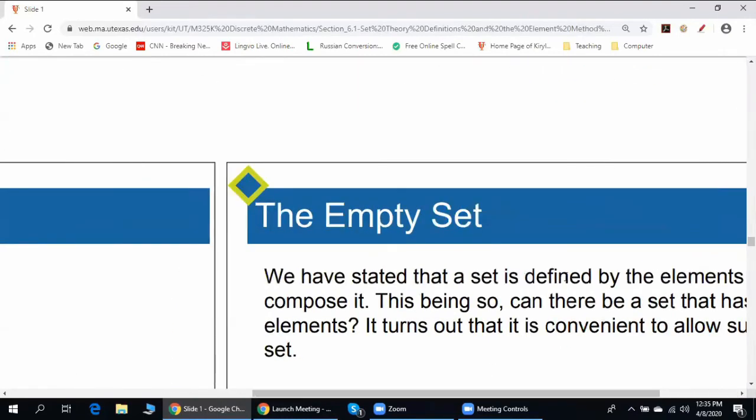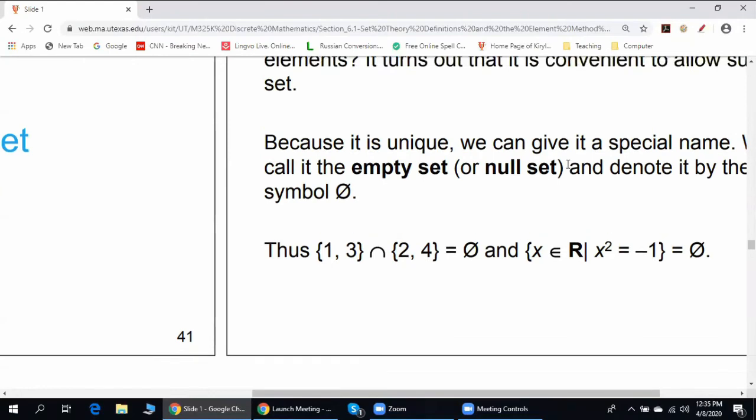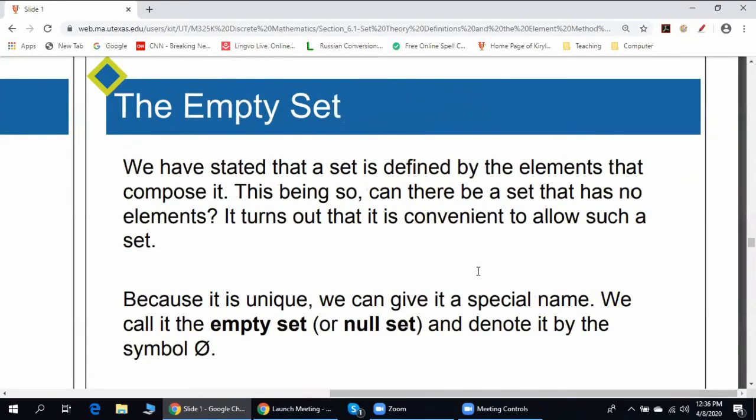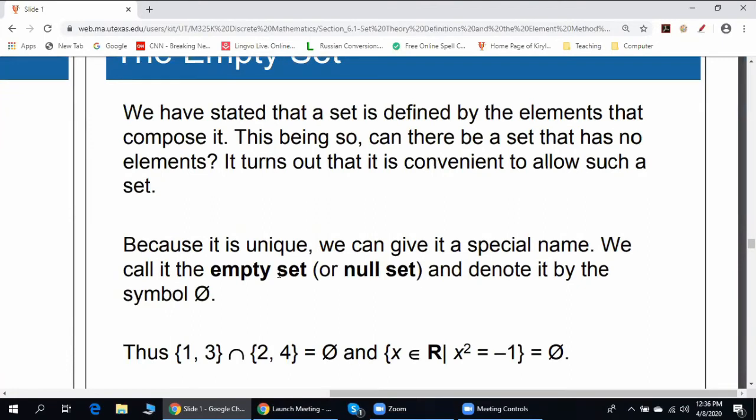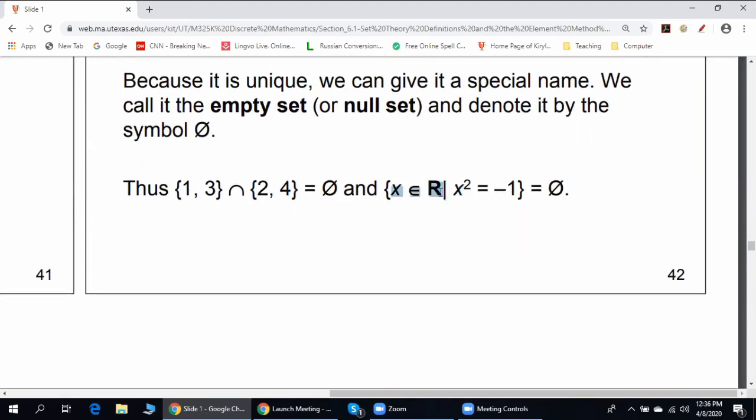Okay, next. Empty set, or we call it null set. Null set or empty set is a set that does not have elements. For example, the intersection of these two sets is the empty set. And this is how we denote the empty set. Or the set of all real numbers that satisfy the equation x squared is equal to -1 is the empty set.